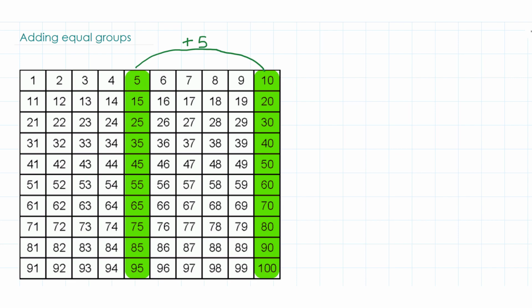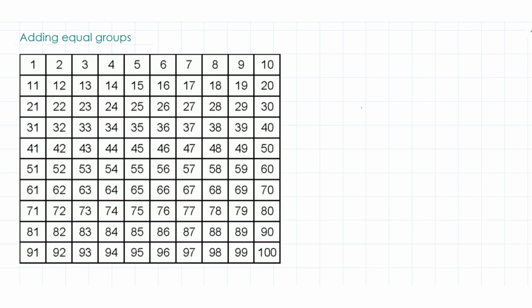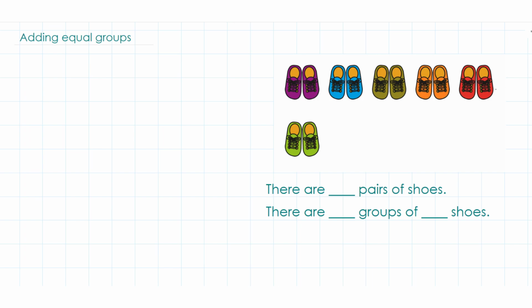Very well done. Now we're going to do some adding of equal groups. Now, what things can you think of, maybe things that you have around the house, that come in pairs, that come in groups of 2? Can you think of anything? Well, I've thought of something. I've thought of shoes. Shoes come in pairs, don't they? They come in groups of 2.